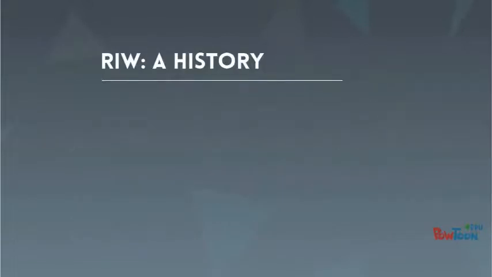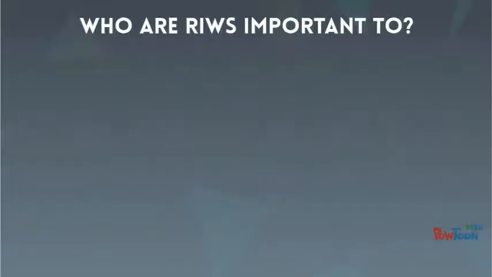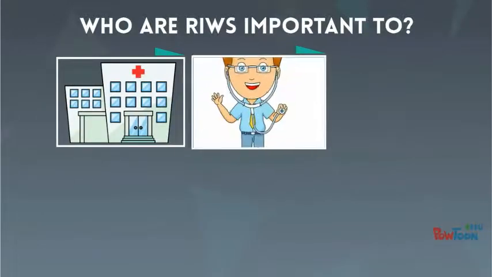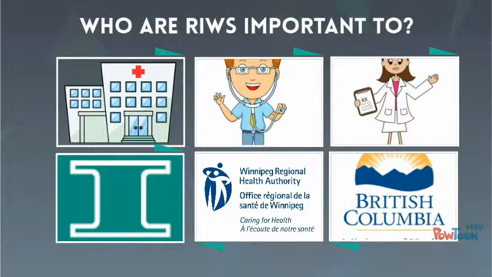So where did RIWs come from? Canadian hospitals have been historically funded by mixed payment amounts, with adjustments for location and number of cases. Concerns regarding the fairness of this system of funding brought about the development of resource intensity weights in the 1990s. The premise was that hospitals providing comparable services had similar resource needs, and thereby should be entitled to comparable funding. So who are RIWs important to? Well, they're important to hospitals, physicians, other healthcare providers, CMI, regional health authorities, and the Minister of Health.